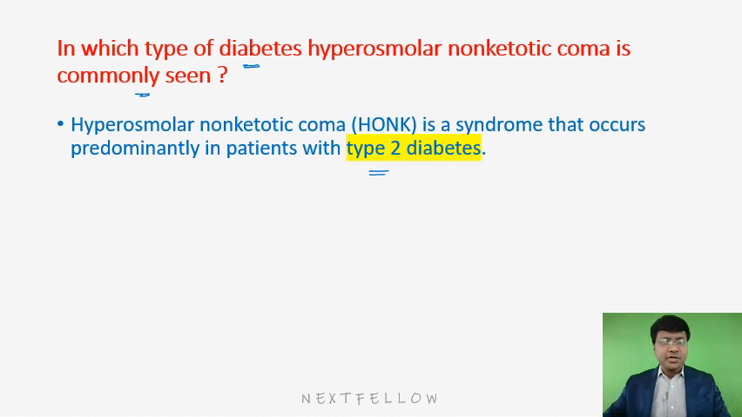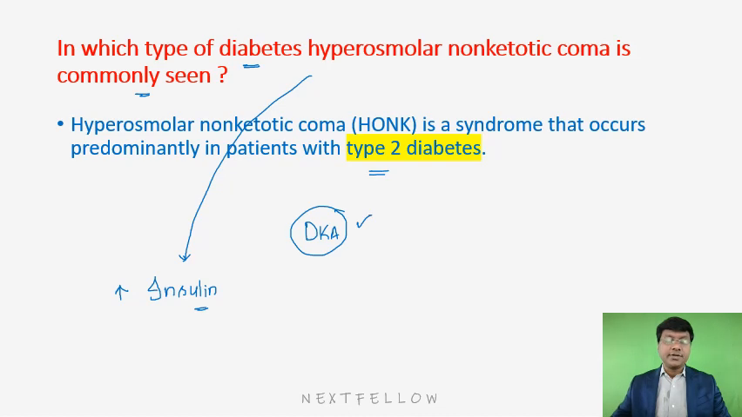This hyperosmolar non-ketotic coma occurs even when there is an increased quantity of insulin. Why am I saying this? Take diabetic ketoacidosis, the acute complication in type 1 diabetes mellitus. It occurs mainly due to a decrease in insulin, whereas hyperosmolar non-ketotic coma, which is more common in type 2 diabetes mellitus, is seen in spite of an excess amount of insulin.